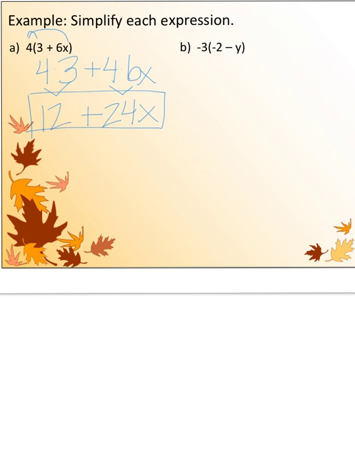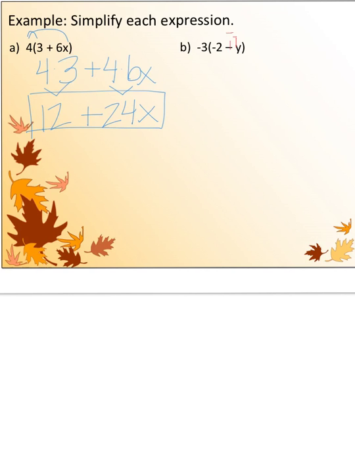Let's take a look at example B. For this one, I see some subtraction right here in the parentheses. So we're going to do our keep, change, and I'm going to squeeze in a little 1 there. Now I'm even going to see if I can make my negative just stand out a little bit more.